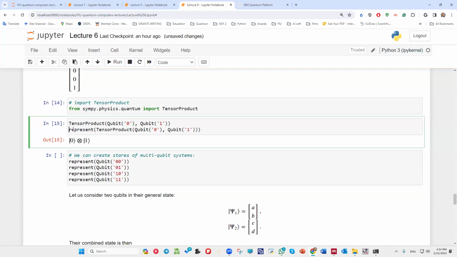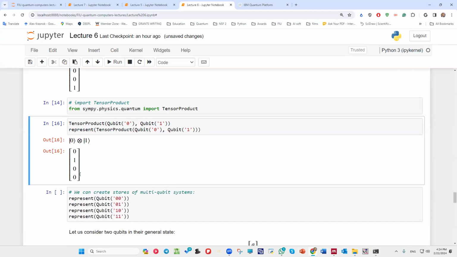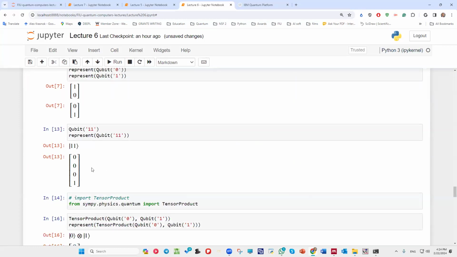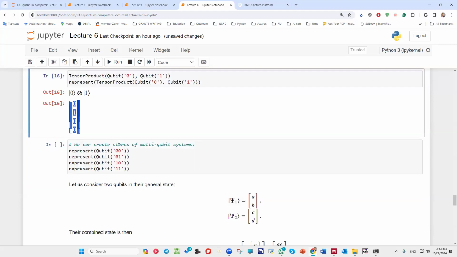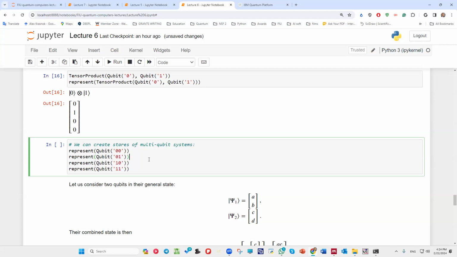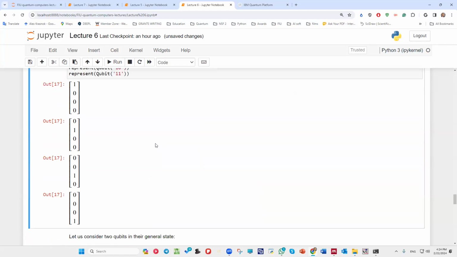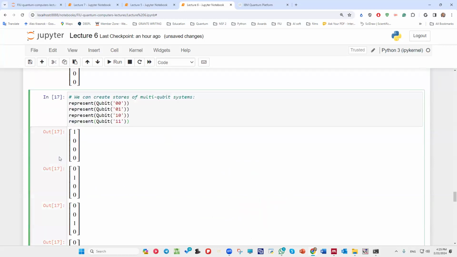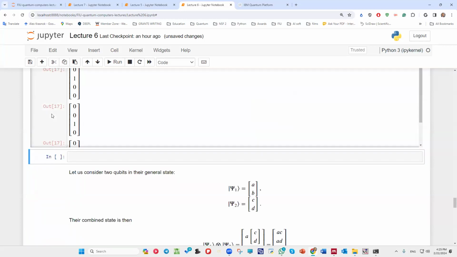And if I need to represent this one in the matrix form, yes, indeed, the tensor product of state 0 and 1 generates this 0, 1, 0, 0, 0, 1, 0, 0 state. Yeah, as I said, we can create states of multi-qubit systems. Here are all 4 vectors. And of course, we can go to systems with a larger number of qubits.